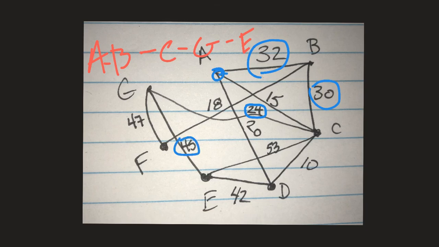So I went like this: A to B, B to C, C to G, and G to E. If you add these up, 32 plus 30 plus 24 plus 45, I believe that gets you to the grand total of 131, whatever our units are, kilometers or hours or meters or whatnot. All right, I hope this helps you understand how to draw network diagrams. It's a long video. Hope you enjoyed.